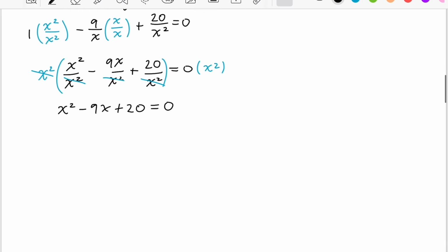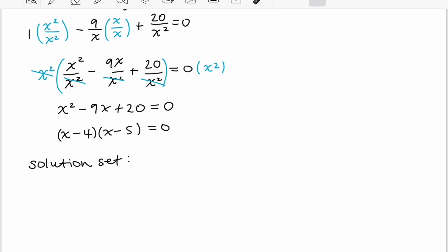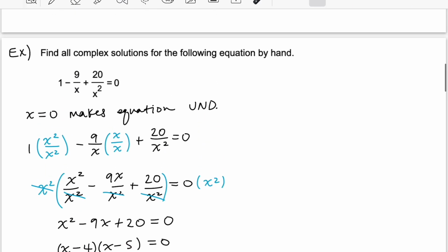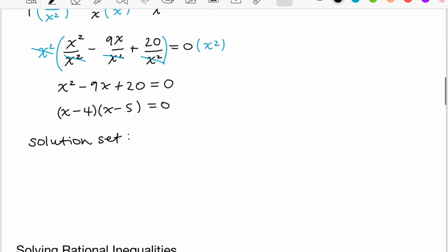Now what we're going to do for step 3 is solve this equation. So this is pretty simple. We can factor this guy. We need two numbers whose product is going to be positive 20 and whose sum is negative 9. So that'll be x minus 4 and x minus 5. Okay, so this tells us our solution set for step 4 is going to include both positive 4 and positive 5, because the only number that'll make this undefined is x is equal to 0. So our solution set is this here.